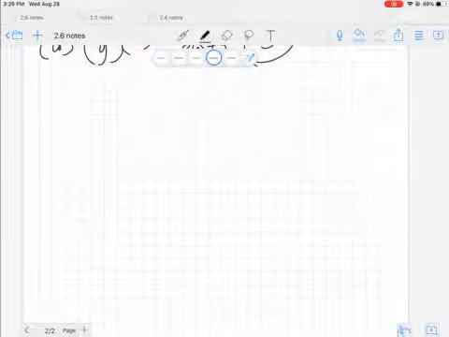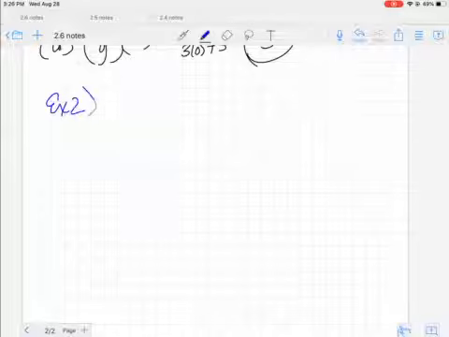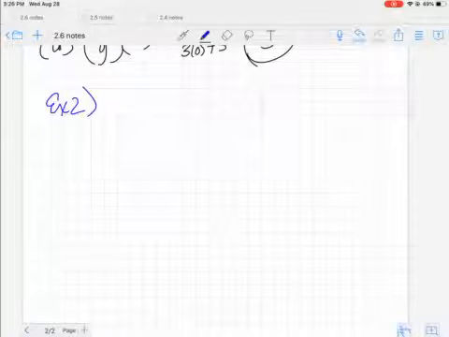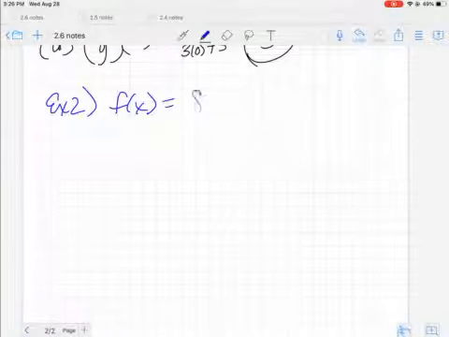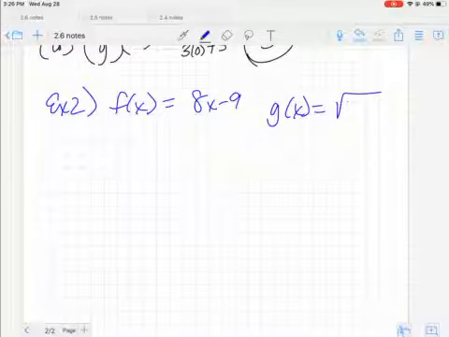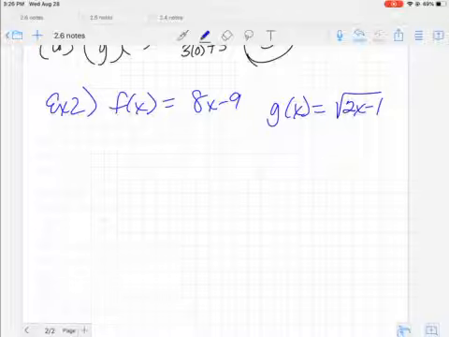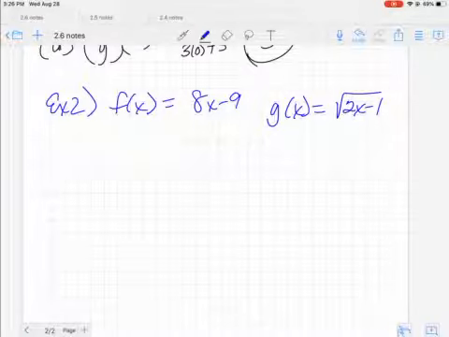So we can plug numbers in, but we can also go generic on this, right? Example 2, we want to let f of x equal 8x minus 9 and g of x equal the square root of 2x minus 1 and perform those operations. So we're going to add, subtract, multiply, and divide. We're going to do all of them. And then, once we get finished with that, we're going to come up with the domains.